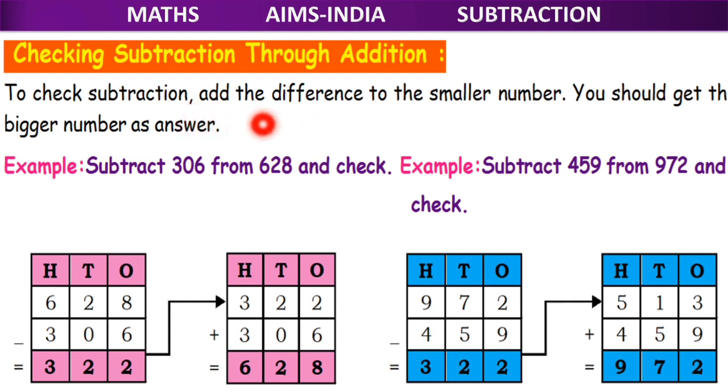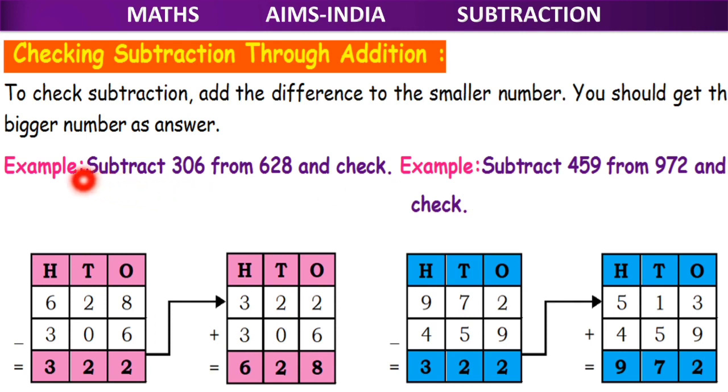What should we do? We will get the difference now. So we should add that difference to the smaller number. In subtraction we have a larger number and a smaller number. So the difference should be added to the smaller number. When we add those two, the sum that we get should be our bigger number. If we get that, then our subtraction is correct. If we don't, then we have made some mistake in the subtraction.